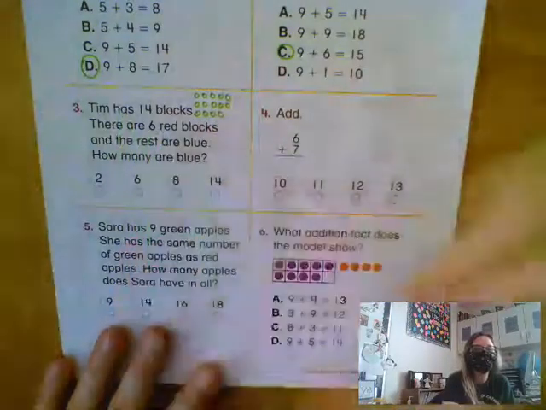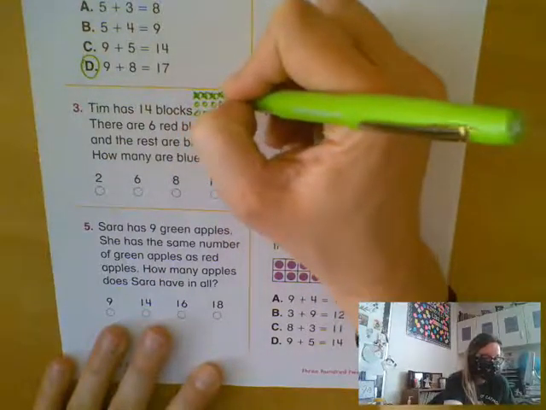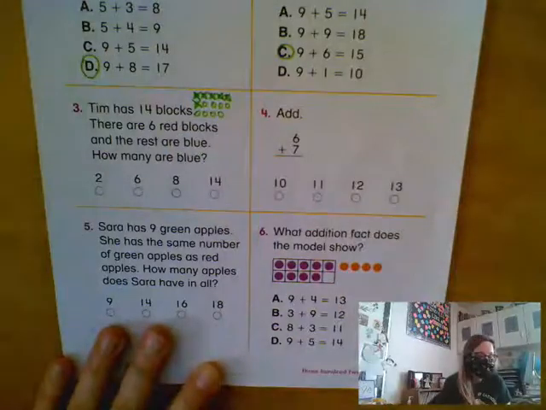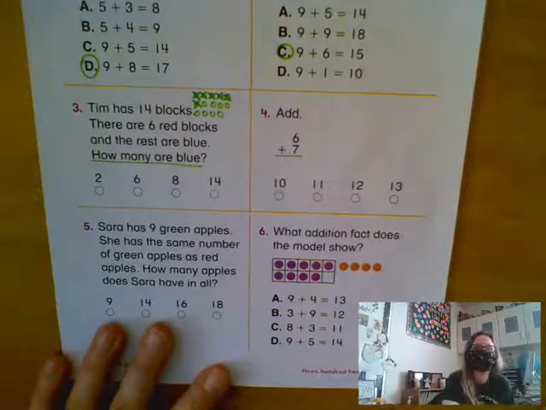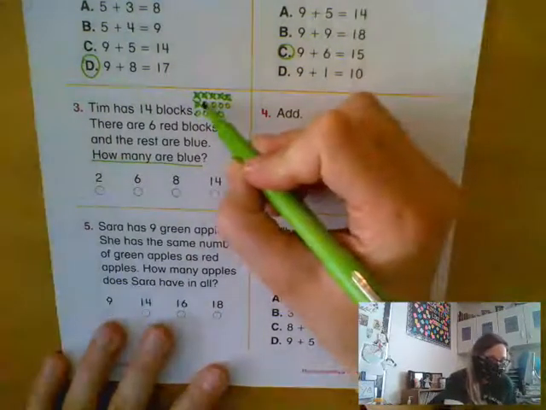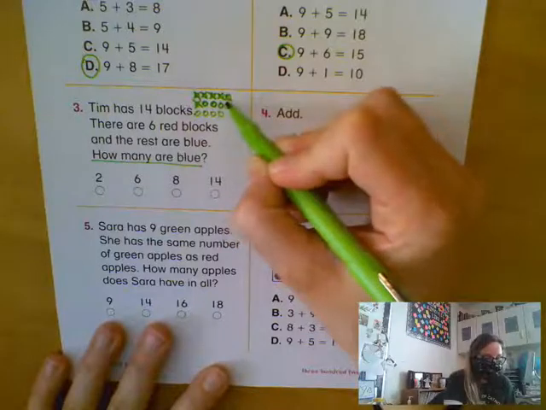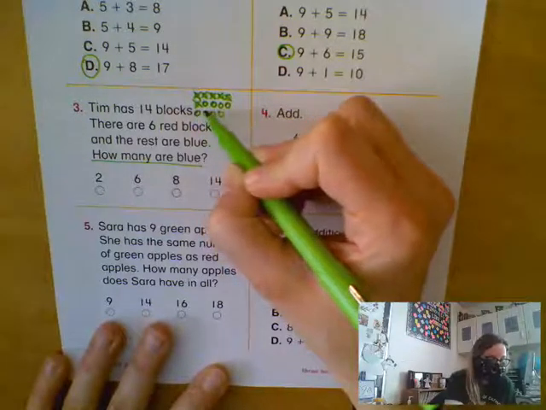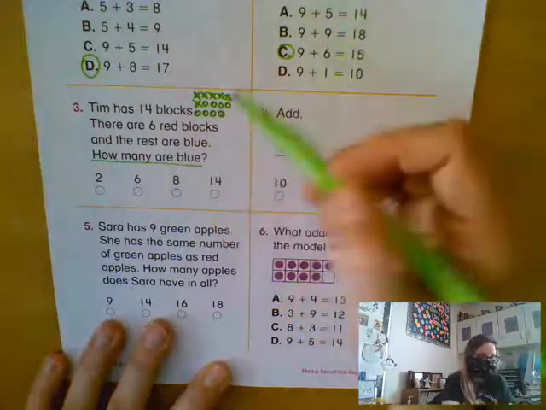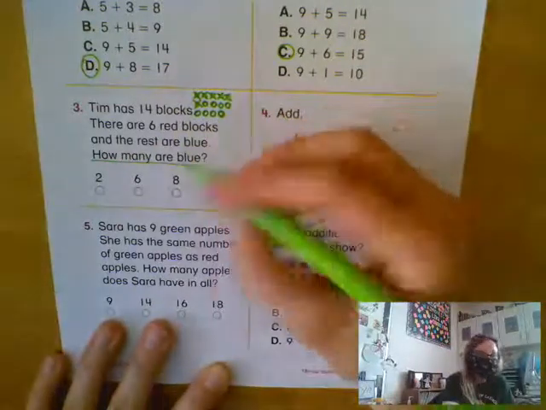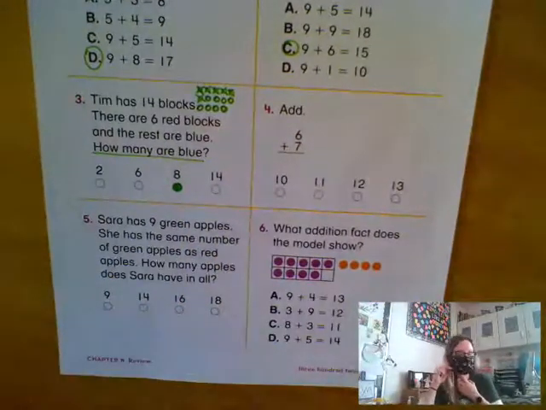And it says 6 of them are red, so I would mark 6 of them. 1, 2, 3, 4, 5, 6. So those are my red. And then how many are blue? That would be how many are left over. So would you count with me so we can figure out how many are blue? Let's count together. 1, 2, I only hear a couple of you. 3, 4, 5, 6, 7, 8. So out of the 14, if 6 are red, then 8 are blue. So you should color in the 8.